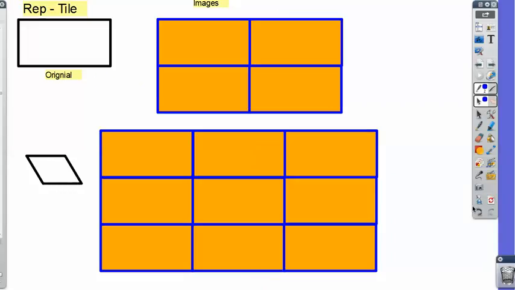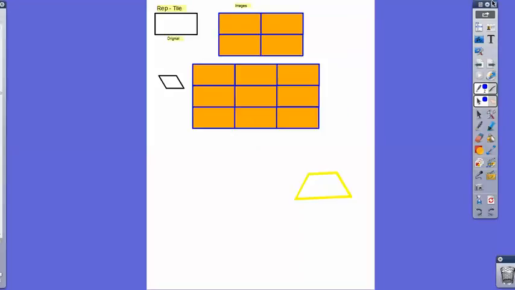The parallelogram is pretty easy. It's the same basic idea, you're stacking 4. Now the one that is sort of interesting is the trapezoid. Now, not all trapezoids can be replicated in such a way to make a larger similar shape. This trapezoid is a very special trapezoid.